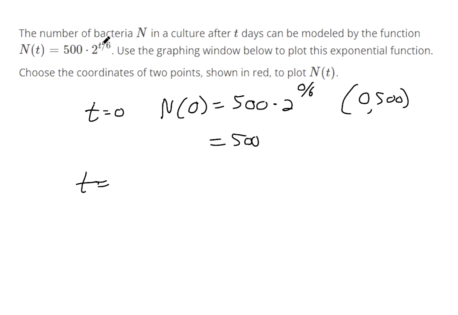If we did 6 divided by 6, that'd make 1. So that should fit on our graph. If you plug in 6 into the function, 2 to the first power is 2. 5,000 times 2 makes 10,000.